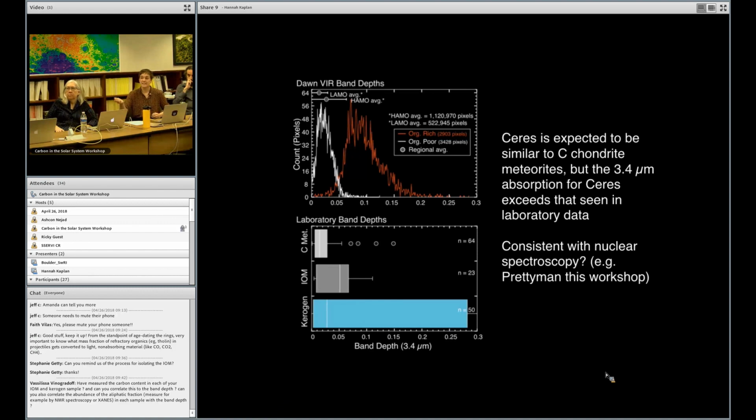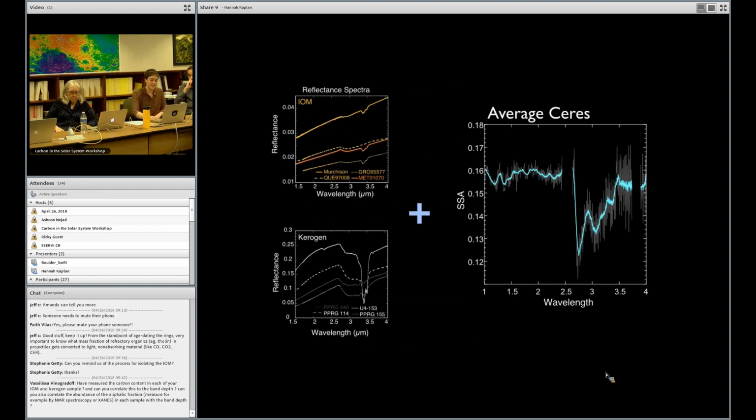So Ceres' absorption seems to be very strong compared to our laboratory data. And this may be consistent with the nuclear spectroscopy results that were presented previously, that there may be a lot of organic matter on Ceres, or a lot of carbon on Ceres, at least compared to what we see in our meteorite collection. So I've gone one step further, and I've modeled the organic rich spectrum on Ceres.